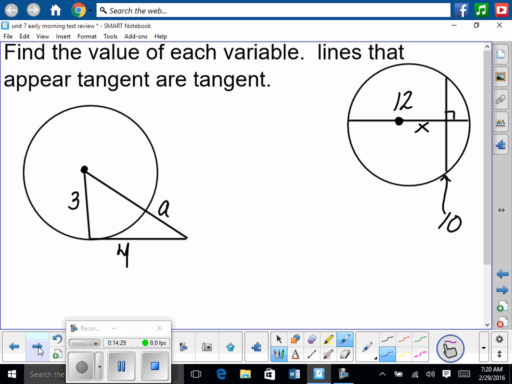Can I borrow mine back again for a sec? So you're going to have your theorems list. You're going to be using all of these theorems depending on what you're given in each picture. So let's go through, and I'm going to help you think through what you're given in each picture.